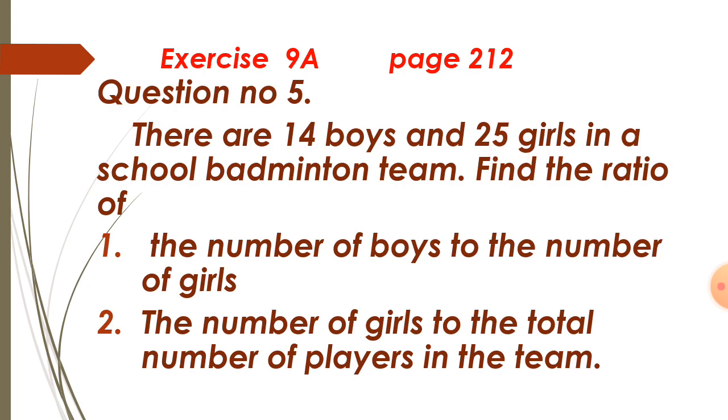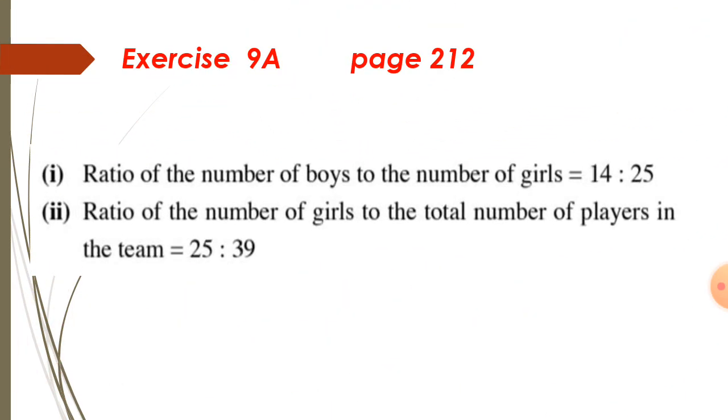So let's go with the solution again. As I have solved the question in the solution, I have told it in the question as well. So the ratio of the number of the boys to the number of the girls, 14 ratio 25, is the answer. And the second one was the ratio of the number of the girls to the total number of the players in the team. The girls were 25 and the total team was 39. That is the answer.